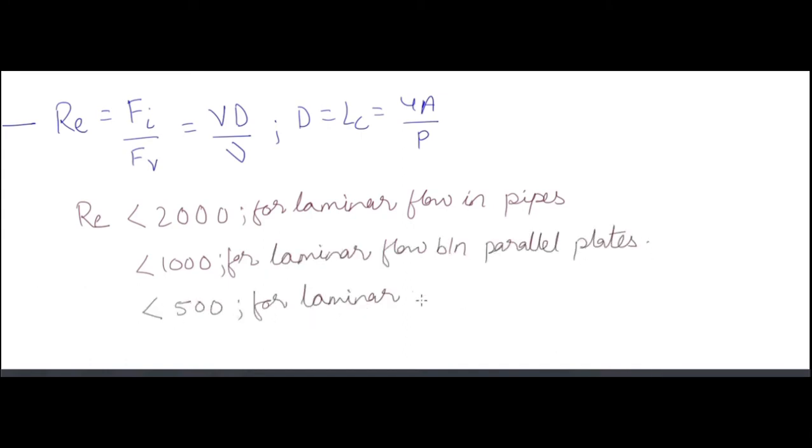Now Reynolds number is less than 2000 for the flow to be laminar in pipes, less than 1000 for flow to be laminar between parallel plates, and less than 500 for flow to be laminar in open channels.